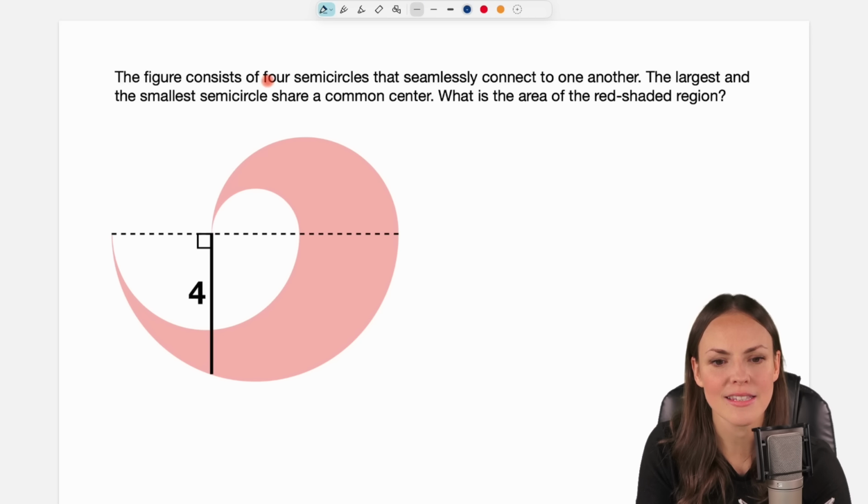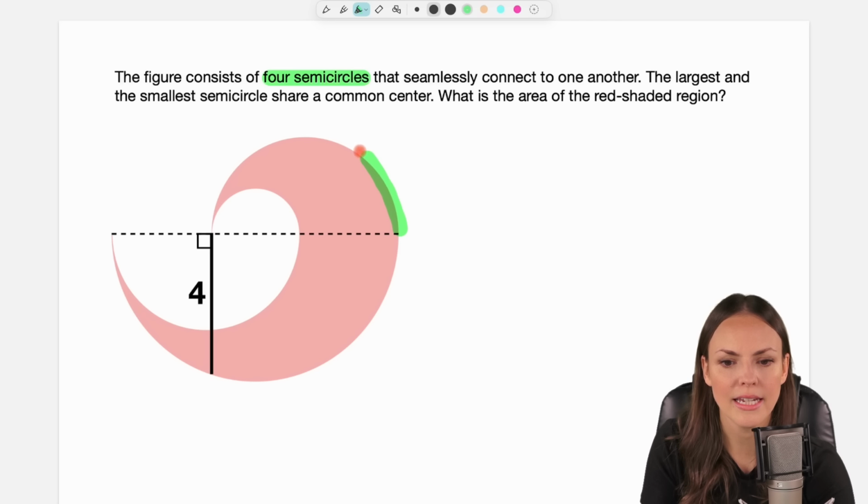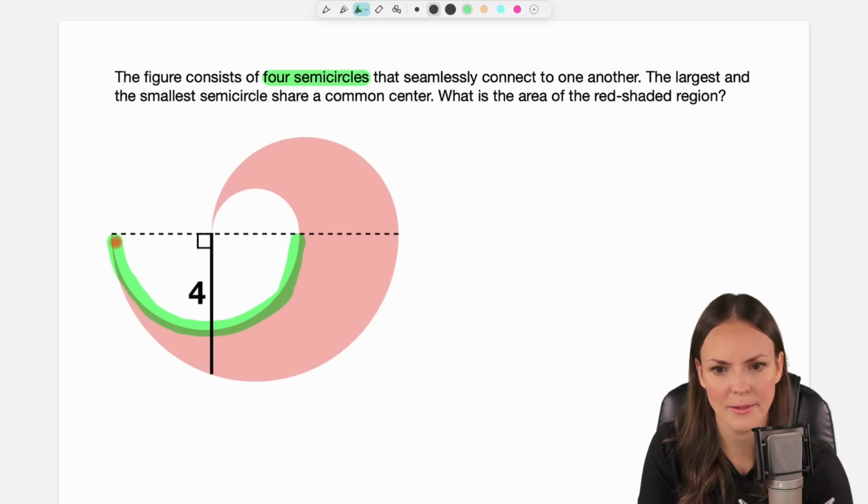The figure consists of 4 semicircles that seamlessly connect to one another. Let's take a look at these 4 semicircles here. We have this big one here. Then this connects to this semicircle. Then we have this tiny one here, and the 4th here then.